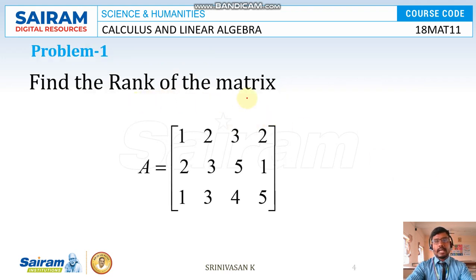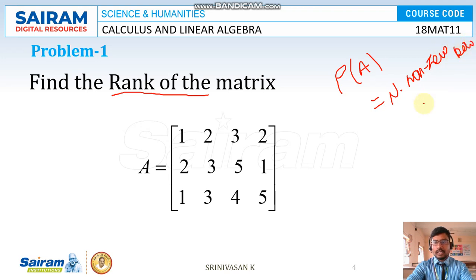So find the rank of the matrix. What is meant by the rank of a matrix? The rank of a matrix, denoted by rho of A, is nothing but the number of non-zero rows. So this is the matrix A equal to 1, 2, 3, 2; 2, 3, 5, 1; 1, 3, 4, 5. We have to find the rank of the matrix.